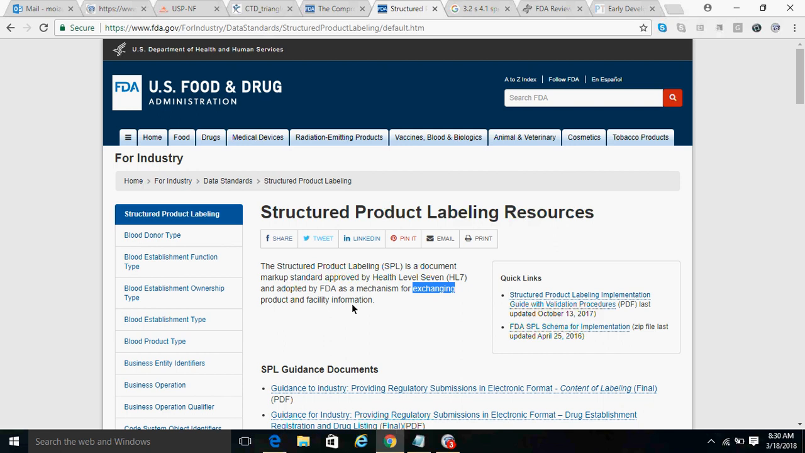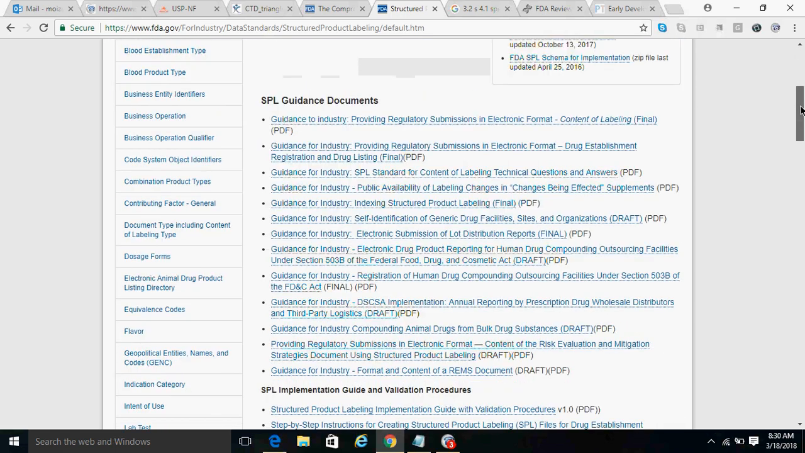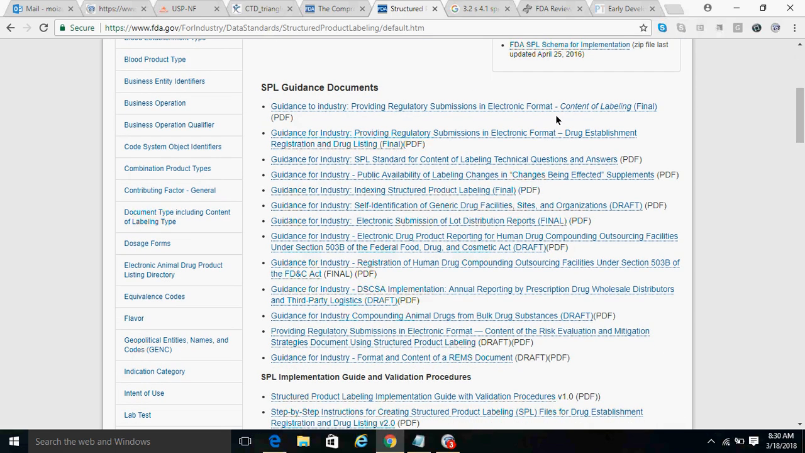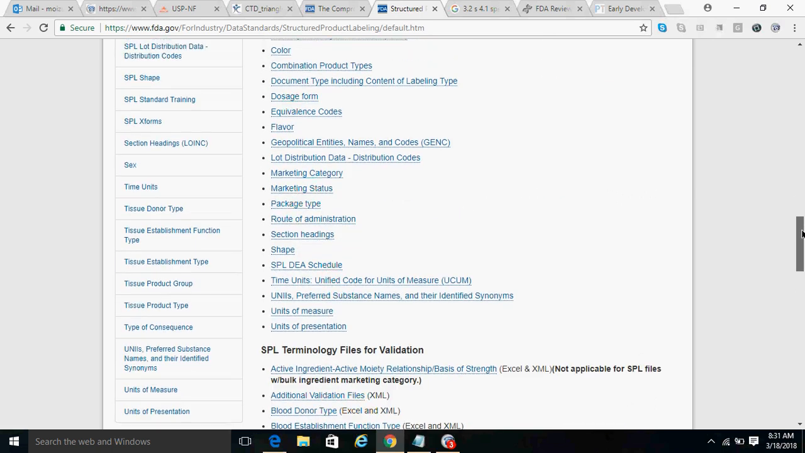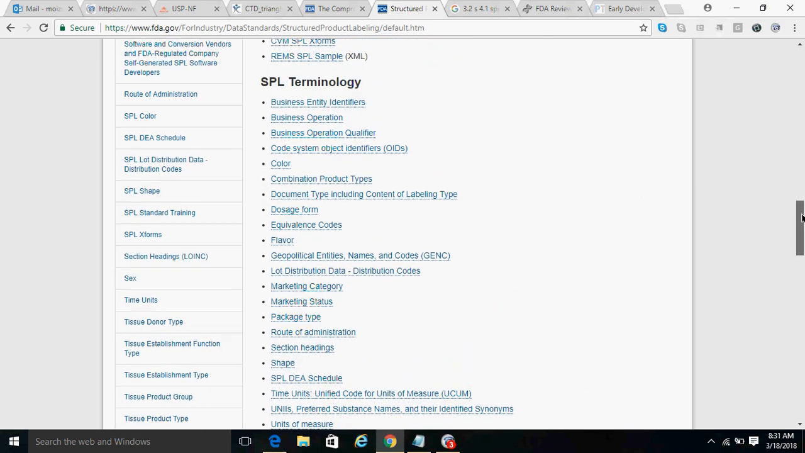If there is a problem, they know exactly this product, Tylenol, is coming from California, it is tested in Nevada, and so on. So SPL: sometimes you get jobs, sometimes they may ask you, what is SPL, what do you guys do? If you want more information, SPL, structured product labeling, you can read a little bit more. You have guidelines here, and I'm not sure whether they have videos or not.